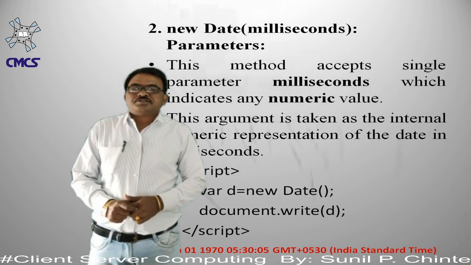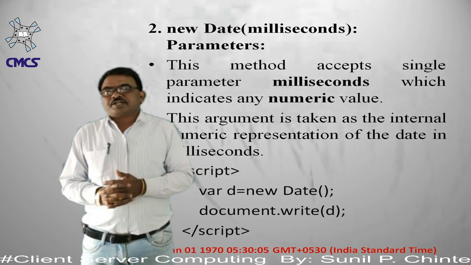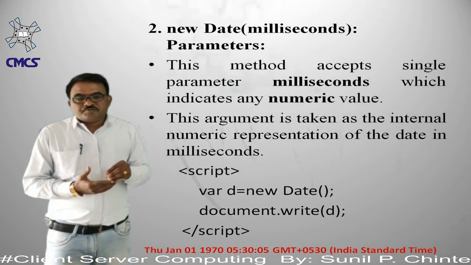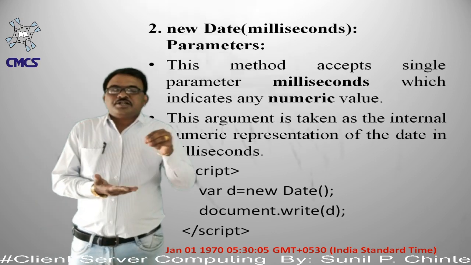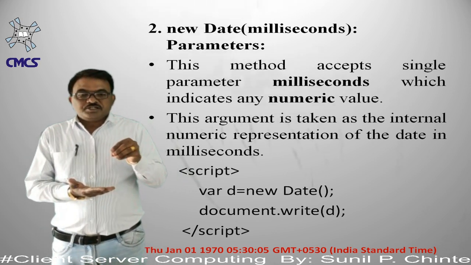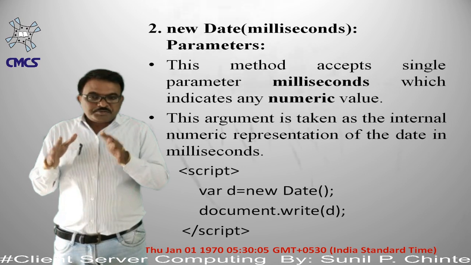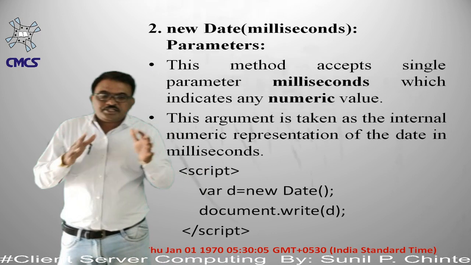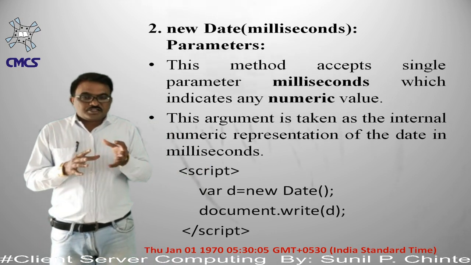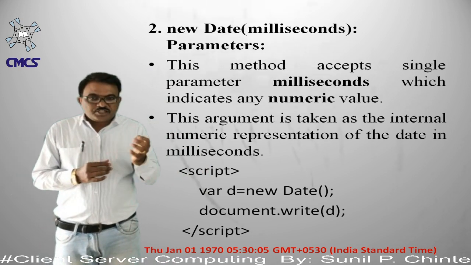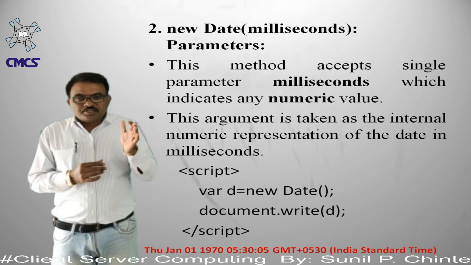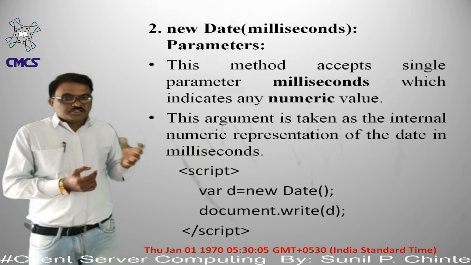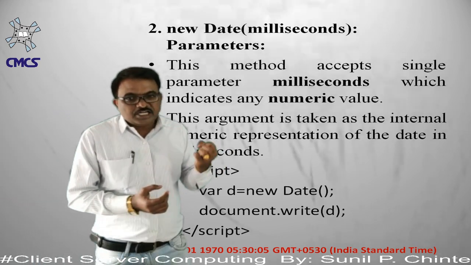Second, through one parameter that is called the millisecond. This accepts a single parameter called the millisecond, which indicates any numerical value. The date object can be created by using the constructor with one argument, that is the milliseconds, a numerical value. This argument is taken as the internal numerical representation of a date in milliseconds. Means this value is considered as the millisecond.